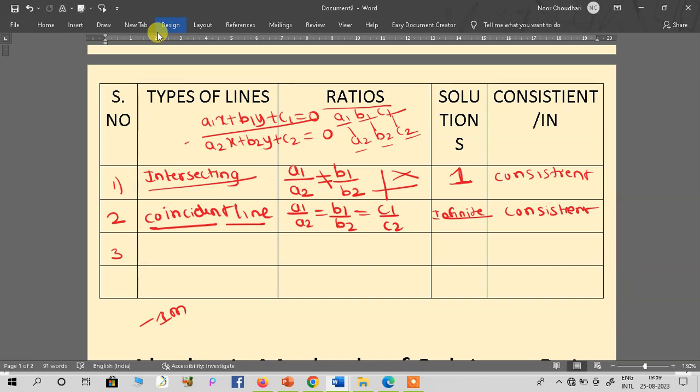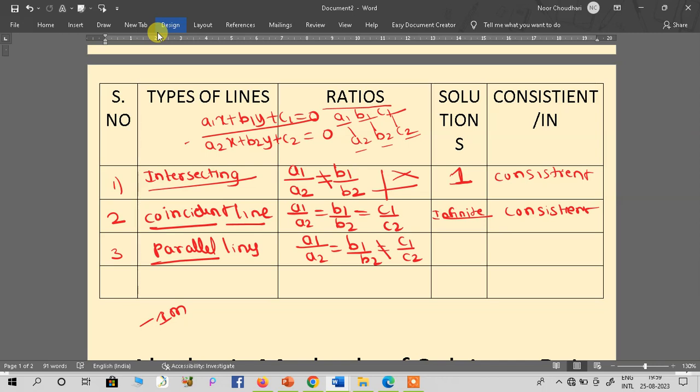So the third one is what? Parallel lines. The parallel line ratio is a1 upon a2, b1 upon b2, c1 upon c2. If the first and second ratios are equal, but the third one is not equal, which type of lines are these? These are parallel lines.